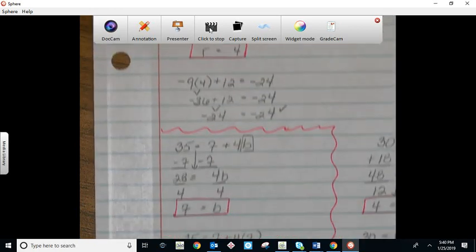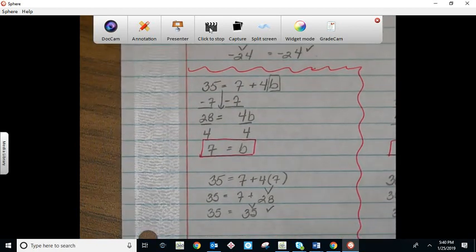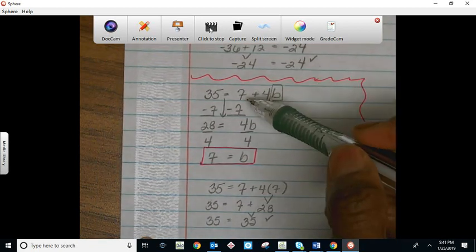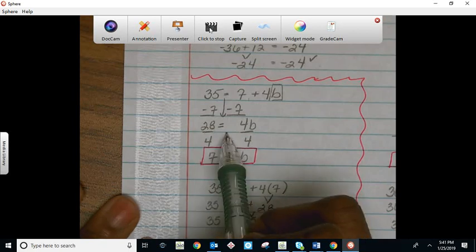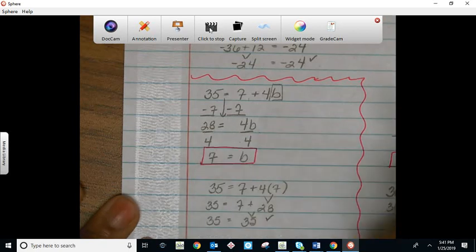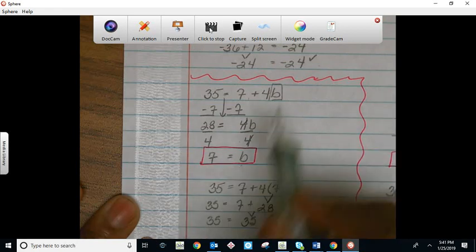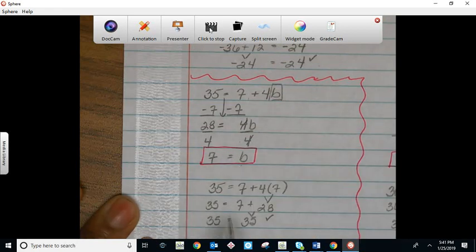Alright, so here's that one. I'm looking to add or subtract first. So I'll get rid of this 7. Leaves me with 28 equals 4b. Divide both sides by 4. 7 is equal to b. Let me put that in and see if it's right. So I got 35 equals 7 plus 28. 28 plus 7 is 35. 35 is 35, so we're good.